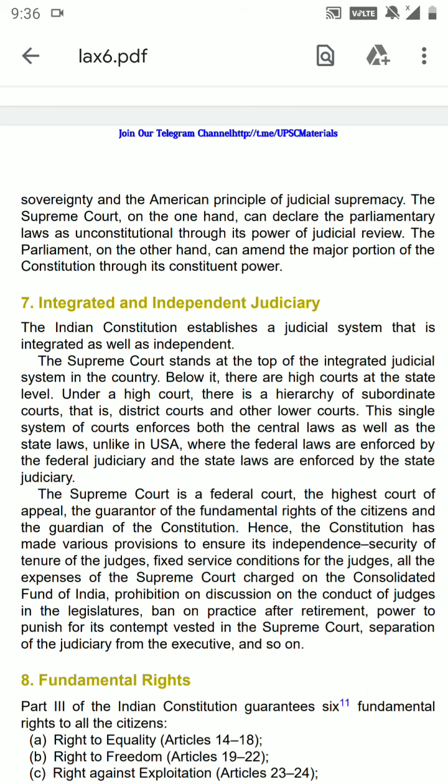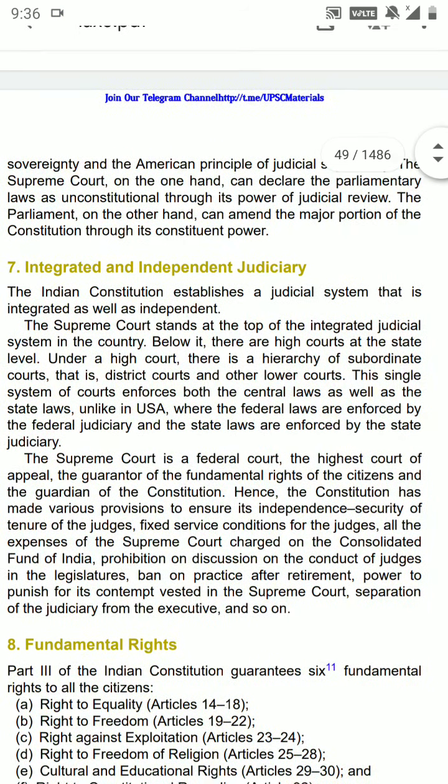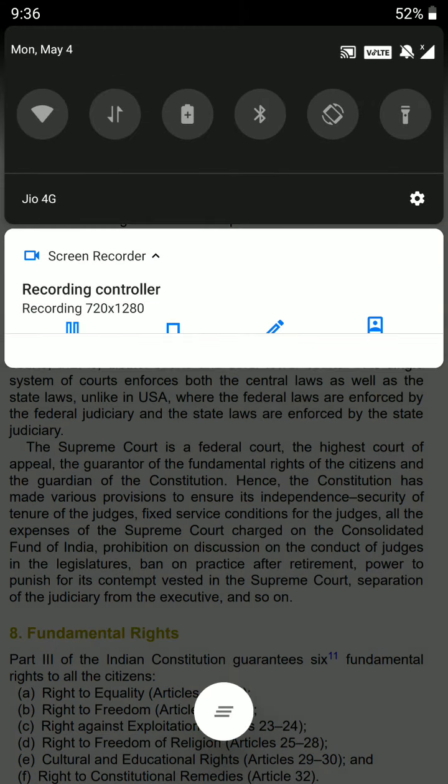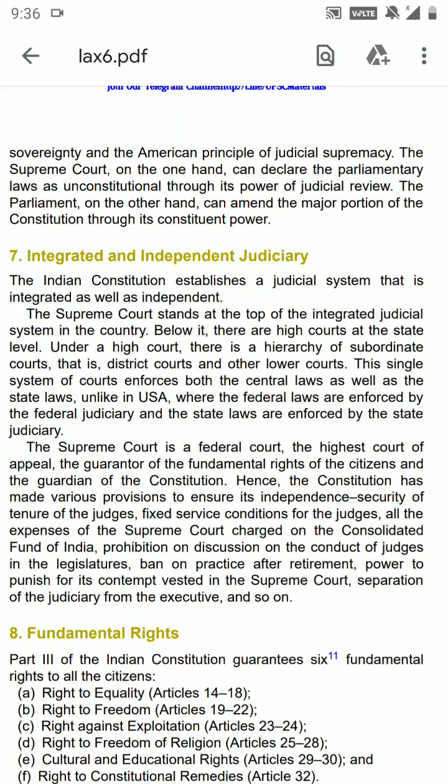Integrated and independent judiciary. The Indian Constitution established a judicial system that is integrated as well as independent. The Supreme Court stands at the top of the integrated judicial system in the country. Below it, there are several high courts at the state level. Under a high court, there is a hierarchy of subordinate courts, that is, district courts and other lower courts. The single system of courts enforces both the central laws as well as the state laws, unlike in the USA, where the federal laws are enforced by the federal judiciary and the state laws are enforced by the state judiciary.